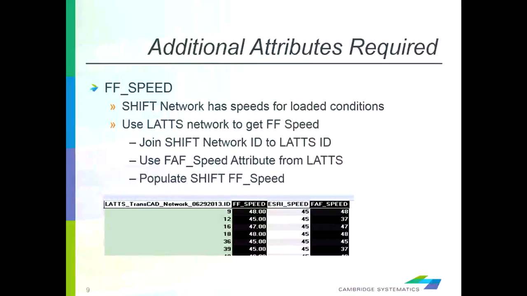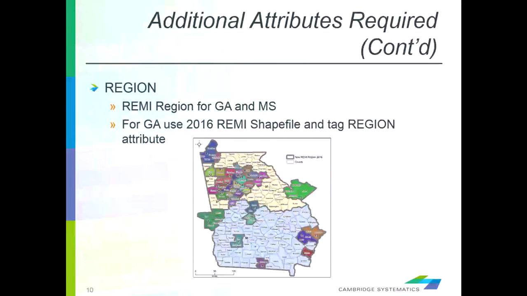Then what we noticed was that the shift network that we need to get delay, we also need the free flow speed, which wasn't available on the shift network, but it was available on the LATTS network, which is pretty much the same as the shift network. So we ended up joining the attributes to the shift network to get the free flow speed.